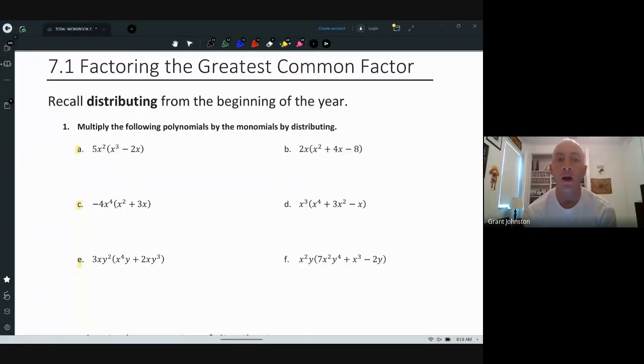Factoring the greatest common factor. So this kind of starts off with some review. It says, recall distributing from the beginning of the year. So number one says, multiply the following polynomials by the monomials by distributing. So this is just a little bit of review from the beginning of the year.